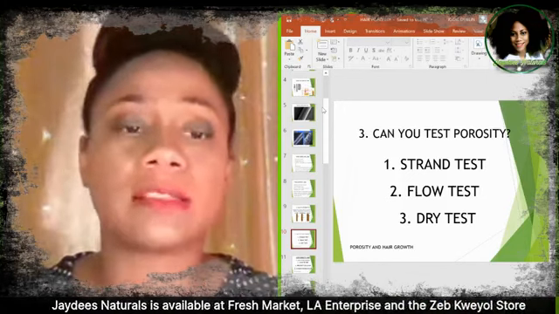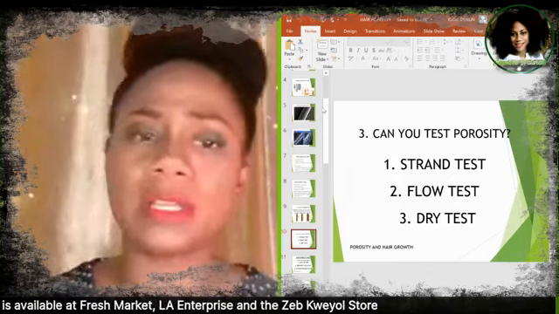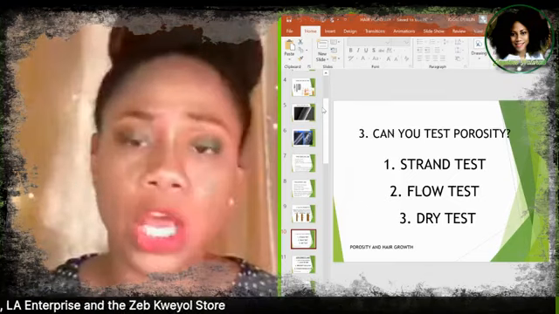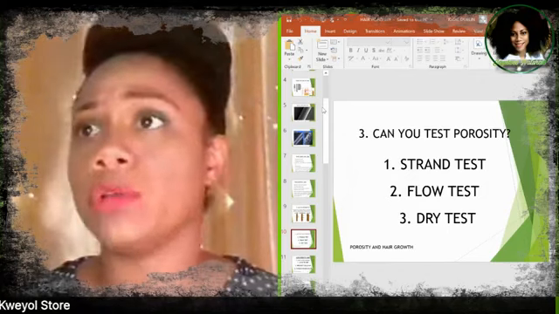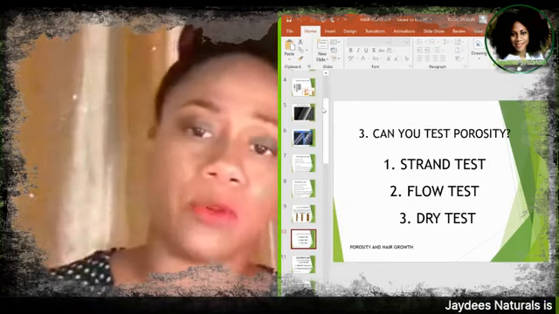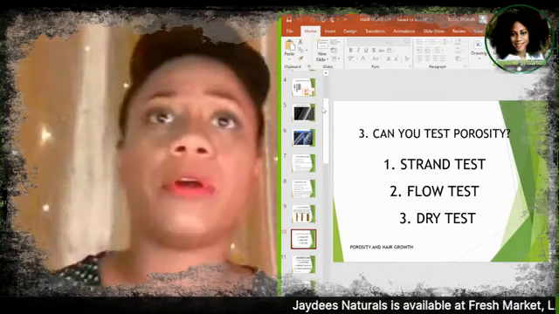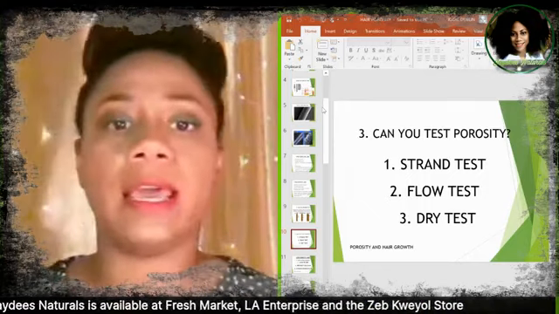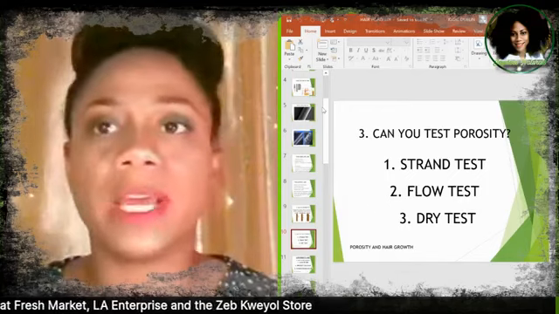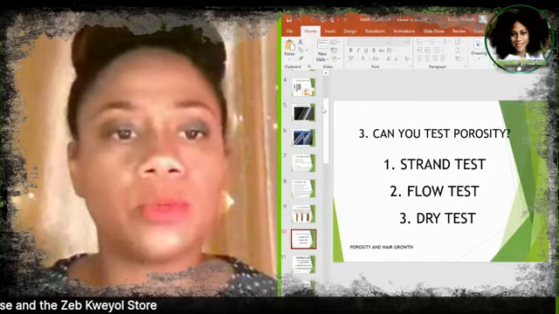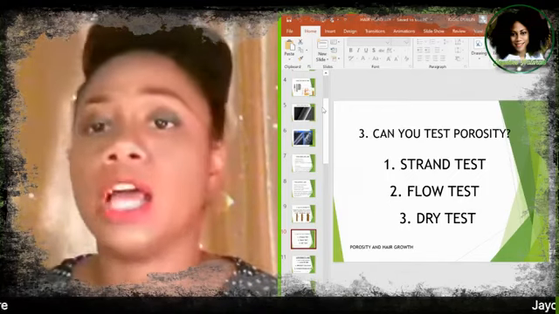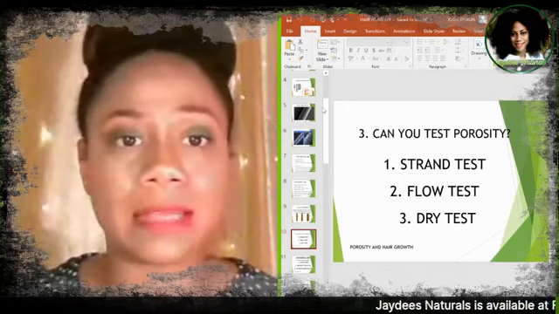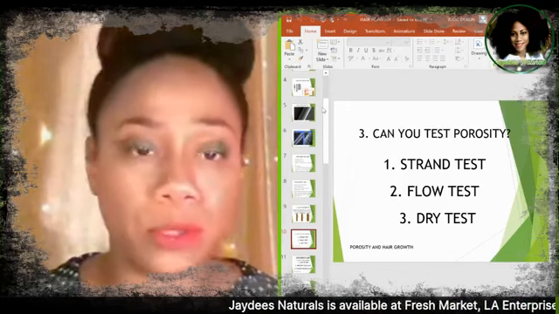So there's a strand test. This is the most popular one that you hear about. You take a strand of your hair and put it in a glass of water. If it floats, it's low porosity because water doesn't get in. If it sinks to the bottom, then it is considered high porosity. But so many factors can change that. So I do not recommend that people just try to determine their hair porosity by those tests.